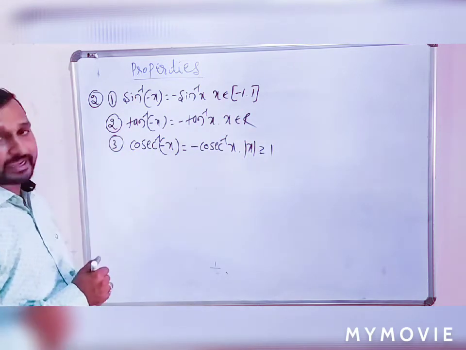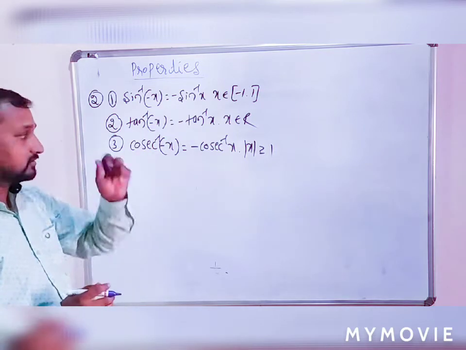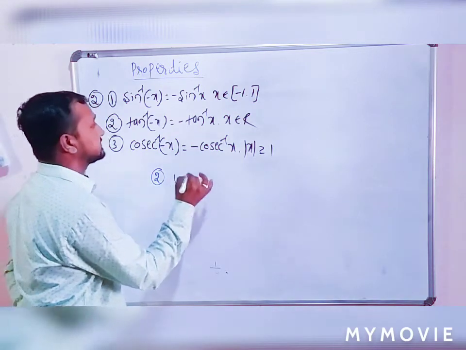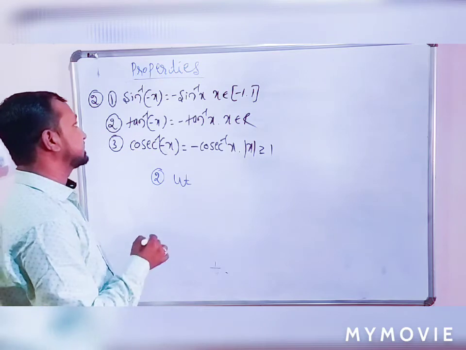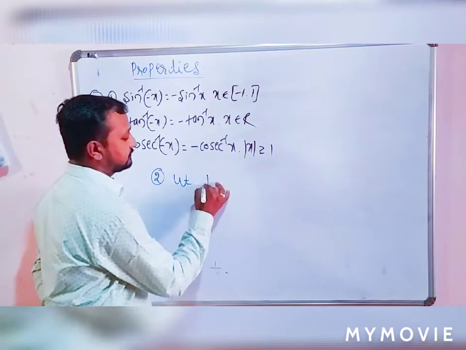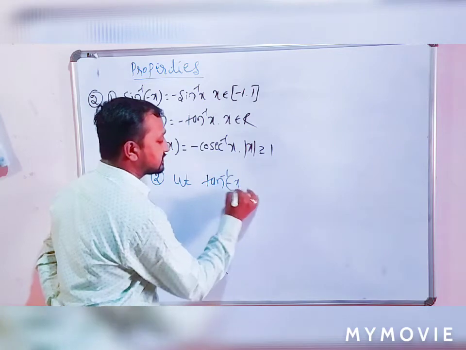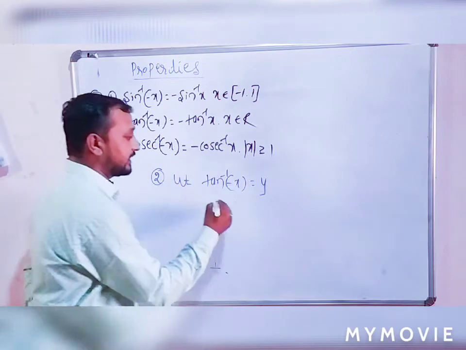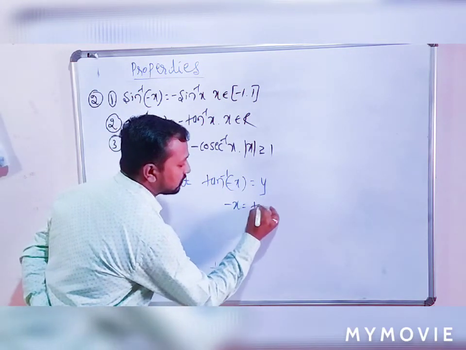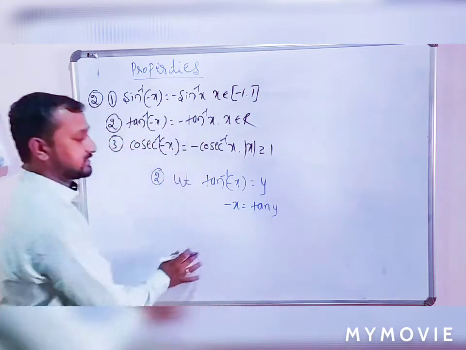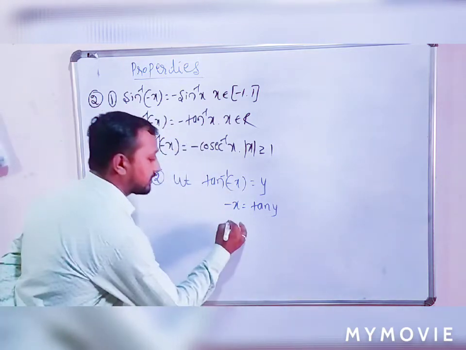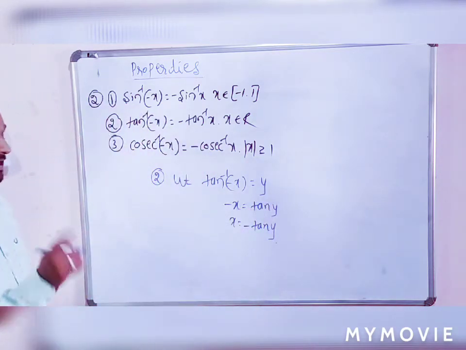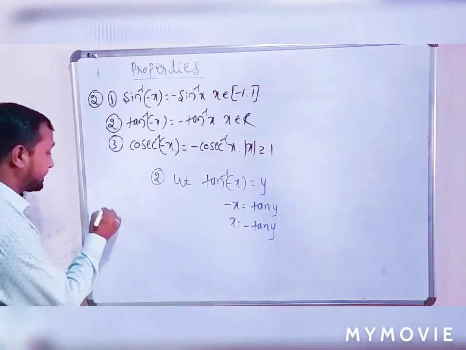I can solve the second one, tan inverse of minus x. Second example. Let us consider tan inverse of minus x is equal to y, or minus x is equal to tan y. Minus x is equal to tan y, or x is equal to minus tan y. We know that. Keep as it is.